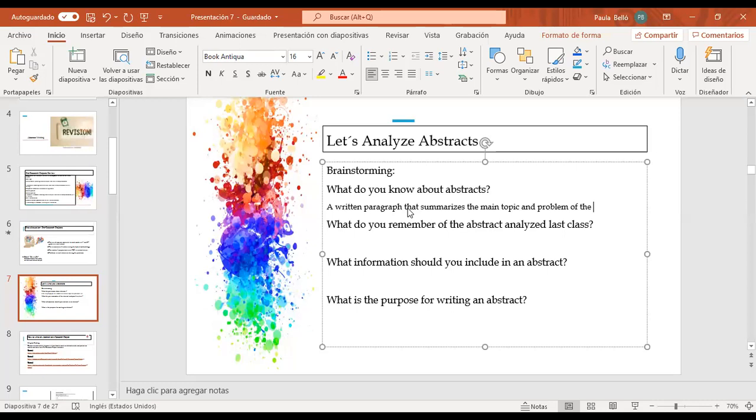So an abstract is a written paragraph that summarizes the main topic and problem of the research project. And also you will be writing your final abstract version to defend your thesis, your proyecto de grado, and finally handing it in to the library. So at that point, we will also be revising the abstract again and polishing all the details, with results, conclusions, contributions, future research, and everything.